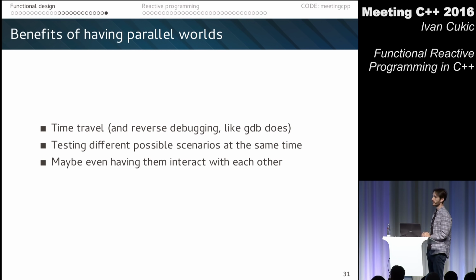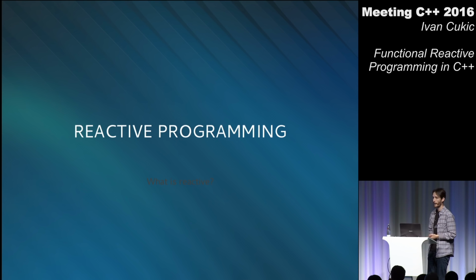Okay, so we can do time travel if we remember all the previous worlds. We can test different possible scenarios in parallel. We can even communicate between the worlds if that's your thing. One of the great examples is genetic algorithms. You essentially have a dozen worlds, choose the most efficient ones in some sense, and then combine them somehow to create new worlds. So everything here has a lot of application, even if it's not really obvious at first. So this is the basic part of the functional ideas.